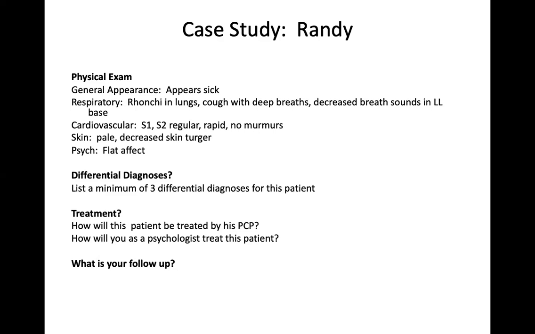Let's go to the cardiovascular. His S1, S2 is regular, but it's rapid. It's 96, but he didn't have any murmurs. And his skin is pale, and he has decreased skin turgor. Why would his skin turgor be decreased? That would be dehydration. Okay, you know when you pinch the skin, it should go right back down? His had a little tent to it. Okay, and I told you his affect was flat.